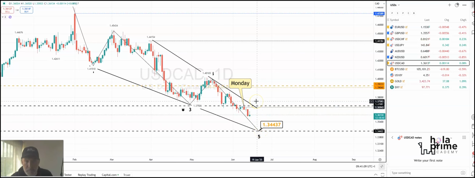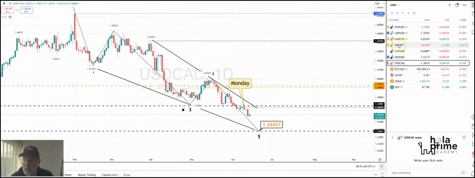So again, where's your entry, where's your stop, where's your target, work out your R rate, plan the trade, trade the plan. It's going to probably offer in the region of maybe 6R, I believe, for a potential move to the downside there.